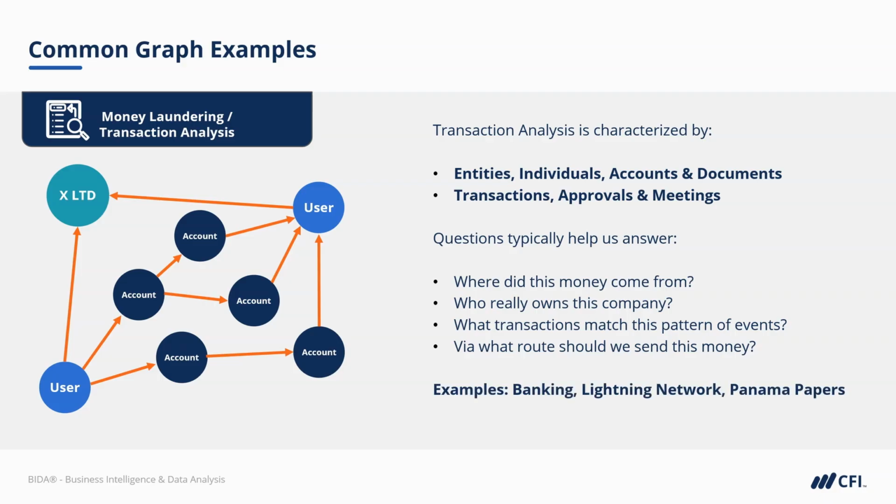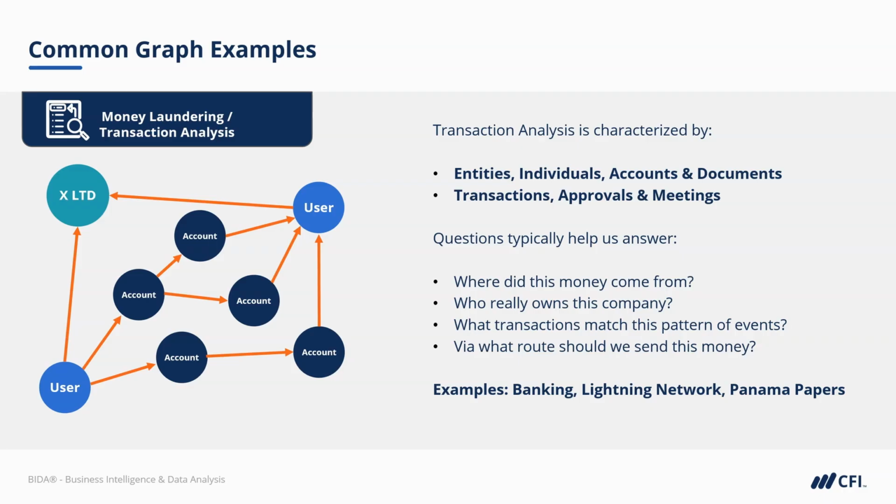So common examples of this might be in banking. We'll look later at an example of Bitcoin's Lightning Network, and there was a particularly relevant example published in 2016 through the Panama Papers, which essentially exposed a whole network of offshore tax avoidance schemes using a graph database.